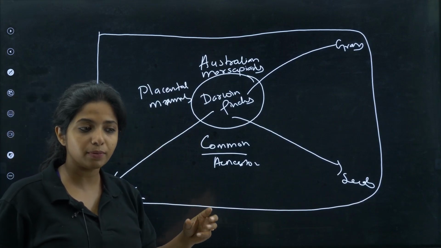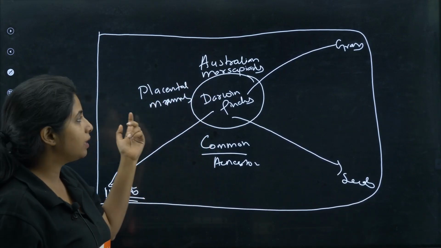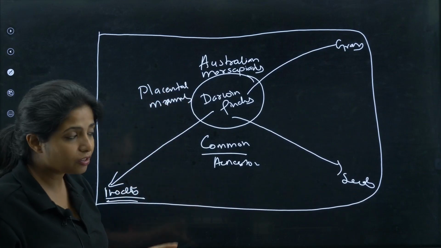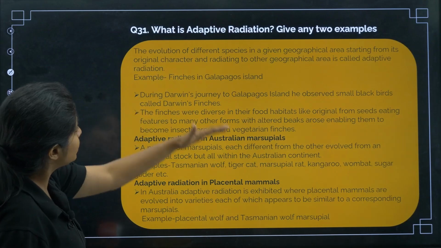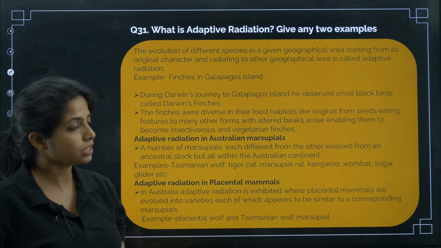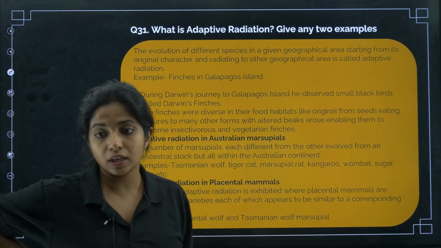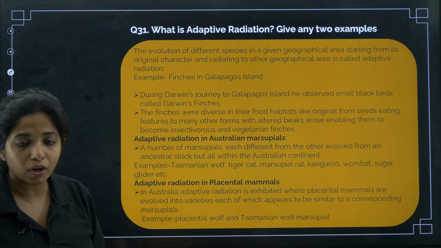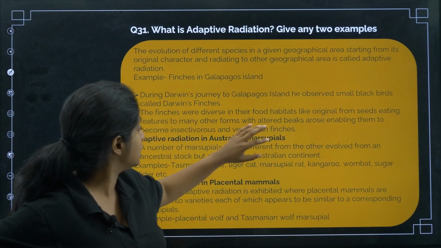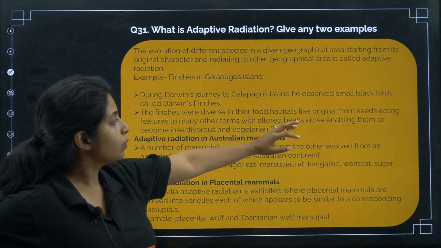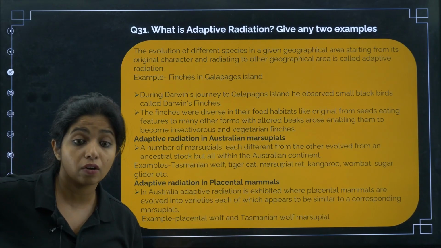In convergent evolution, what happens? Basically, two different organisms come to the same habitat and have the same functions. Similarly, these were an example of convergent evolution, just saying, because you can get a question on that as well. Now, this is what you have to write, any two examples. During Darwin's journey to the Galapagos Islands, he observed small black birds called Darwin's finches. The finches were diverse in their food habits. From the original seed-eating features, many other forms with altered beaks arose, enabling them to become insectivorous and also vegetarian finches.